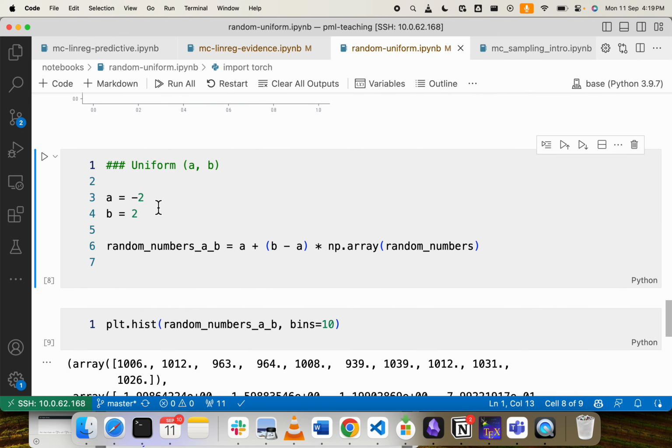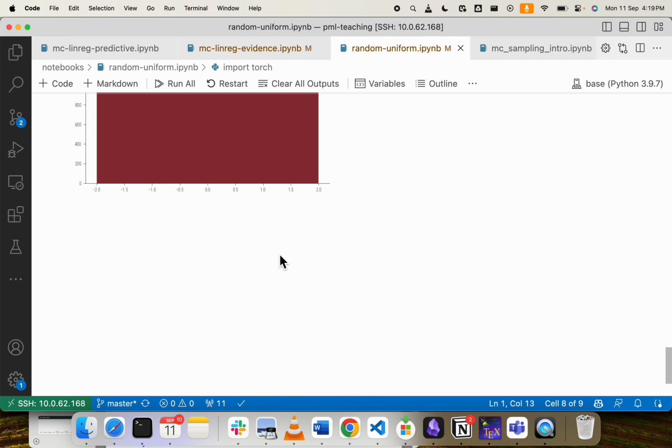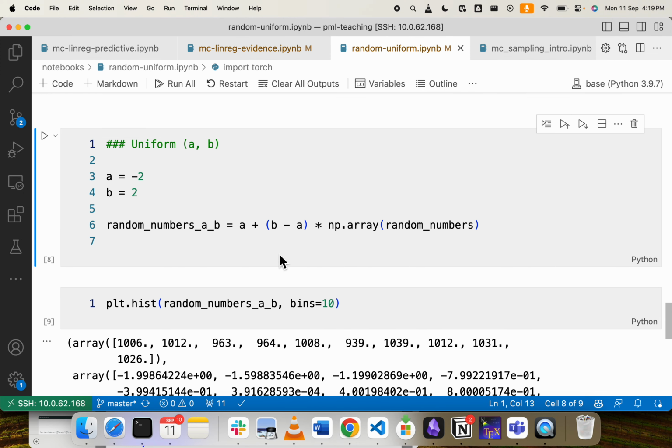So if I change A and B to something, and I just apply this transformation, I'll get something similar, right? Therefore, most of the time whenever you're implementing these algorithms, you want to implement uniform 0 to 1, and then you can get any uniform A to B range.